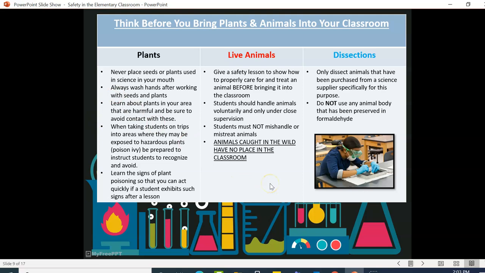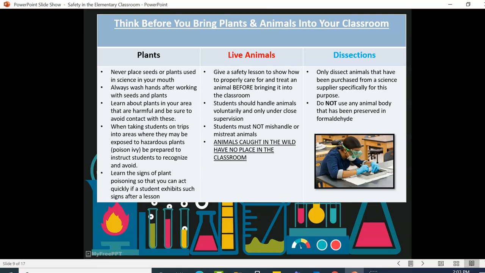Thinking about live animals, give students a safety lesson to show them how to properly care for and treat an animal before bringing it into the classroom. Students should handle animals voluntarily and only under strict, close supervision. While they're handling it, they should not mistreat animals or mishandle them.